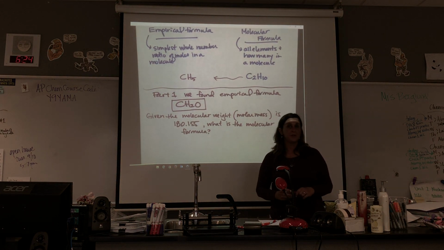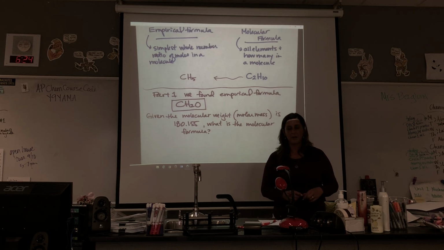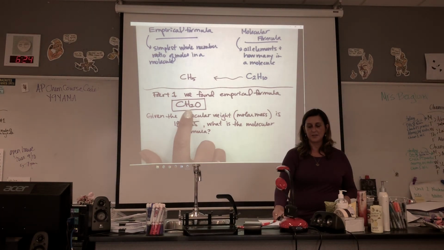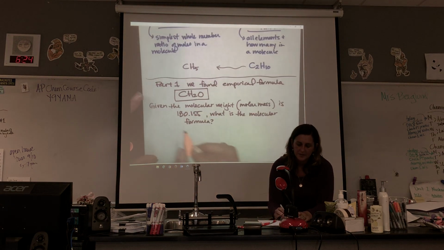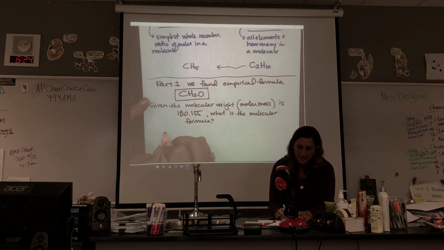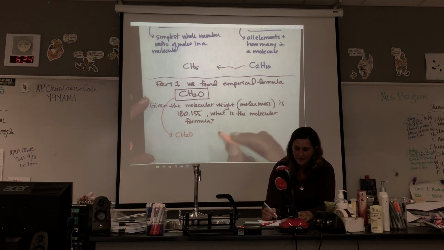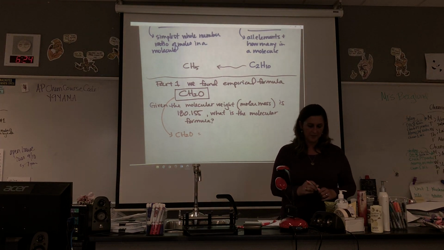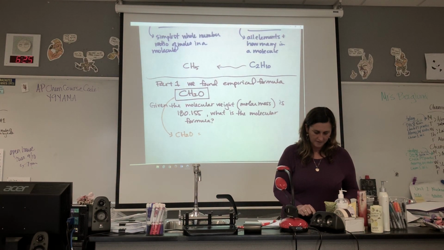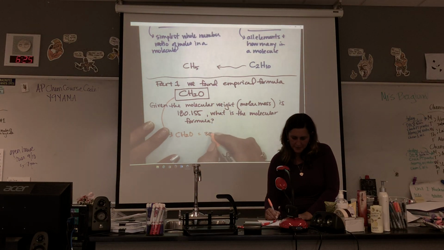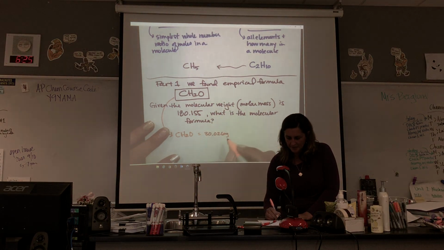The first thing you have to do is find out the multiplier. In order to do that, we need to know how much this thing weighs, so we need the molar mass of CH2O. If we add that up, 1 carbon plus 2 hydrogens plus an oxygen, we get 30.026 grams per 1 mole.